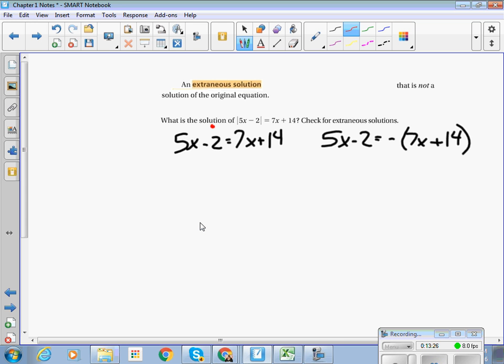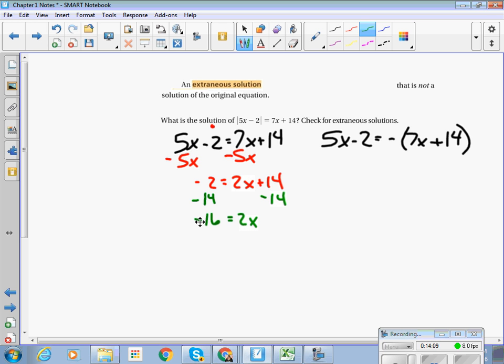So 5x, I have no distribution, no like terms to combine, so I'm going to bump down to step 3 on my solving equations, and I'm going to add or subtract a smaller variable. Which is smaller, 5x or 7x? 5x is smaller, so he goes. Then I'm going to subtract 14 from both sides. Negative 2 minus 14 is negative 16.